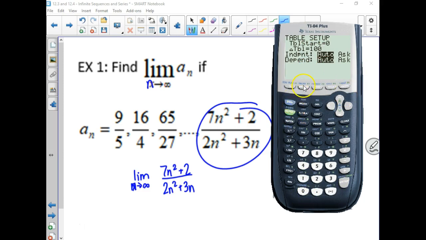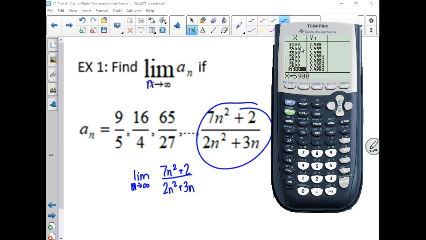So if you go second window, that gets you to your table set menu. And now if you go back to your table, it'll count by 100. So if I do this, what does it look like it's getting close to? It's not getting past 3.5. Right? So just based on that, my best guess would be 3.5.